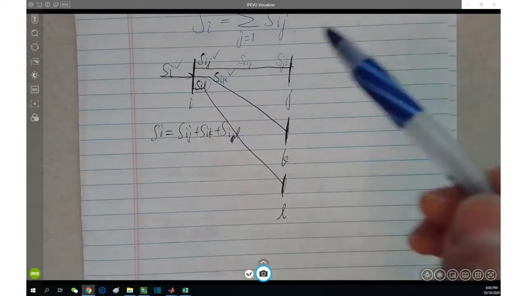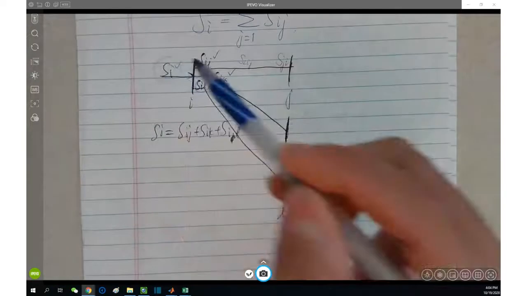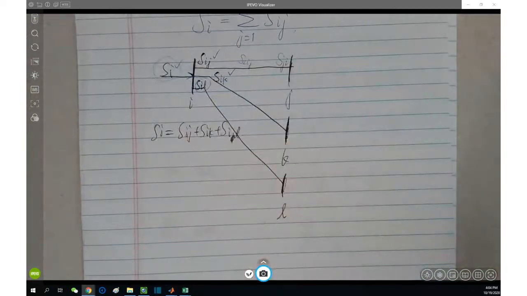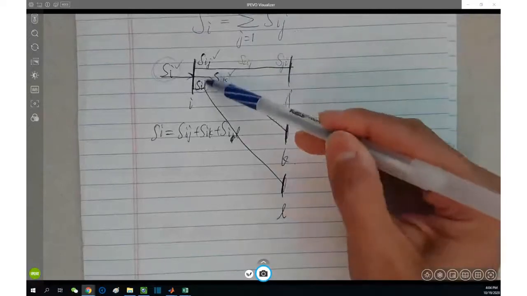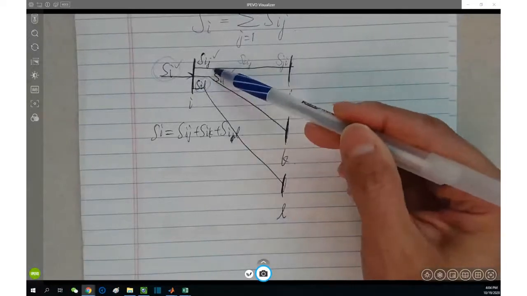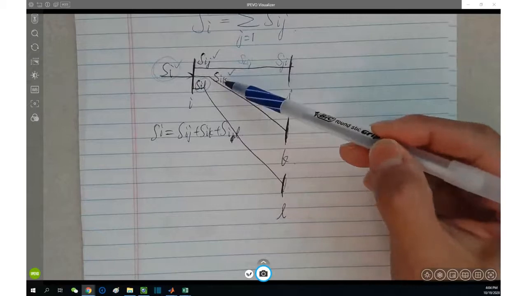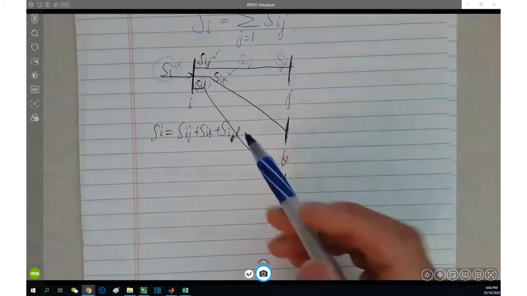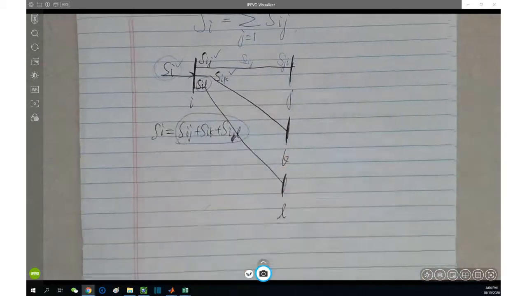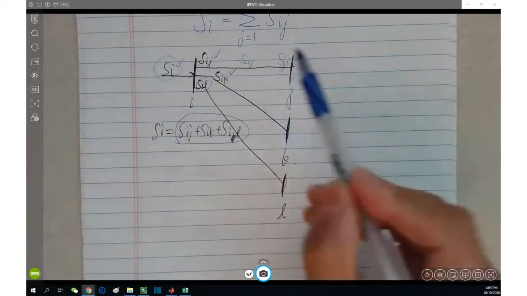Besides, we also learned the bus power. What does bus power mean? For example, for this bus I, what is the total power of bus I? It's obviously equal to the sum of the other side of the bus I, which is Sij, Sik, and Sil, summing up all of the power leaving the bus I. So line flows, line loss, and the bus power.